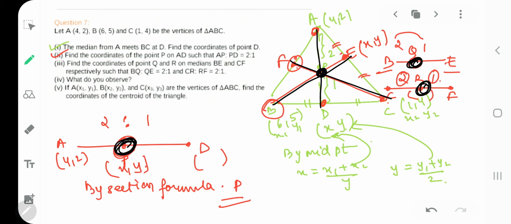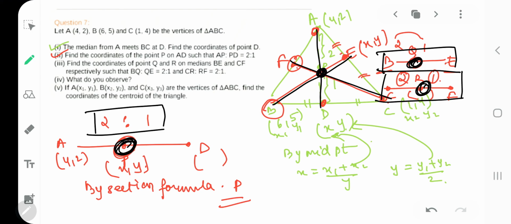And then, if A, B, C are the vertices of a triangle, find the coordinates of the centroid. Now I will give you a formula. Here you found the point on each median separately, in the ratio 2:1. On AD there was a point P at 2:1 whose coordinates you found. Then on BE there was a point Q at 2:1, and then on CF a point R at 2:1. But you will notice that they are all the same. So the point of intersection of the medians in any triangle is called the centroid.